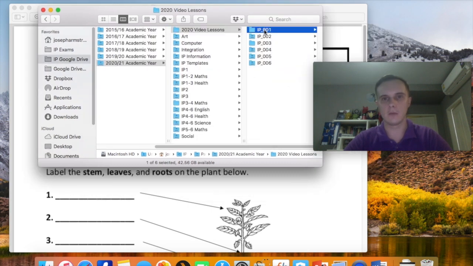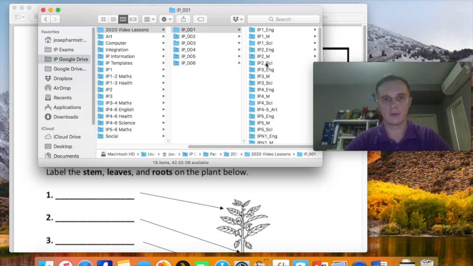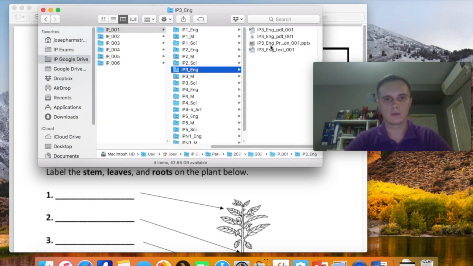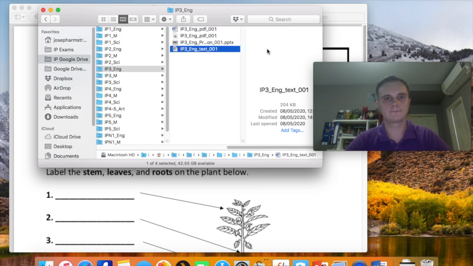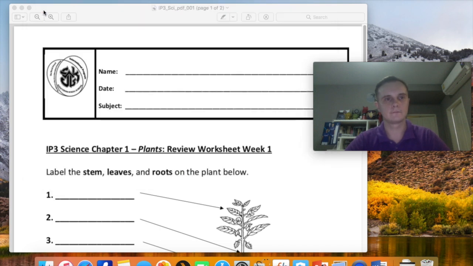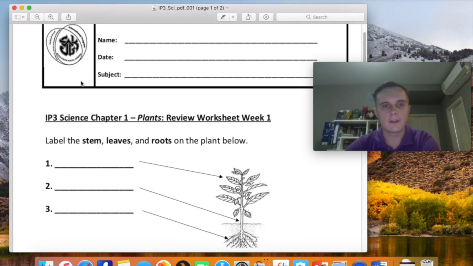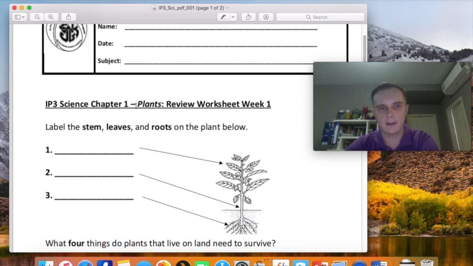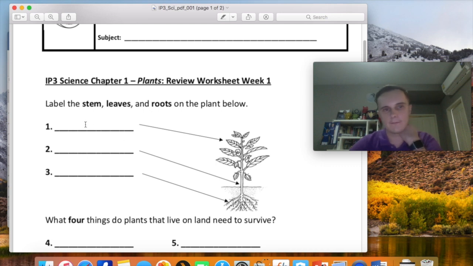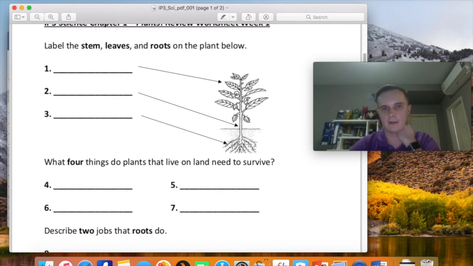Sorry, I just need to open one more thing to show you. Okay. So this is your worksheet. We have IP3 Science Chapter 1 Plants Review Worksheet Week 1. First one, quite easy. Label the stem, the leaves and the roots. That's very easy on this plant.